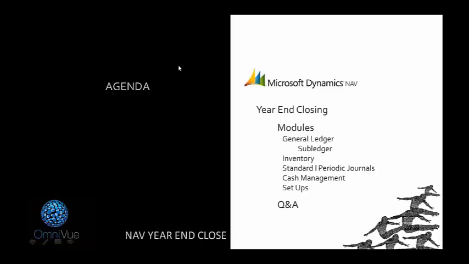Where do we find this? We find this in our modules of General Ledger, our subledgers of accounts payable, accounts receivable, and inventory. In our module for inventory, we will do our physical inventory counts, our physical inventory adjustments, or any revaluation of inventory. We will do our standard periodic journals. We will look at our cash management and our bank reconciliation. And then, should you have any questions, at the end of this presentation, we will have contact information available for you to submit those questions to. So let's get started.